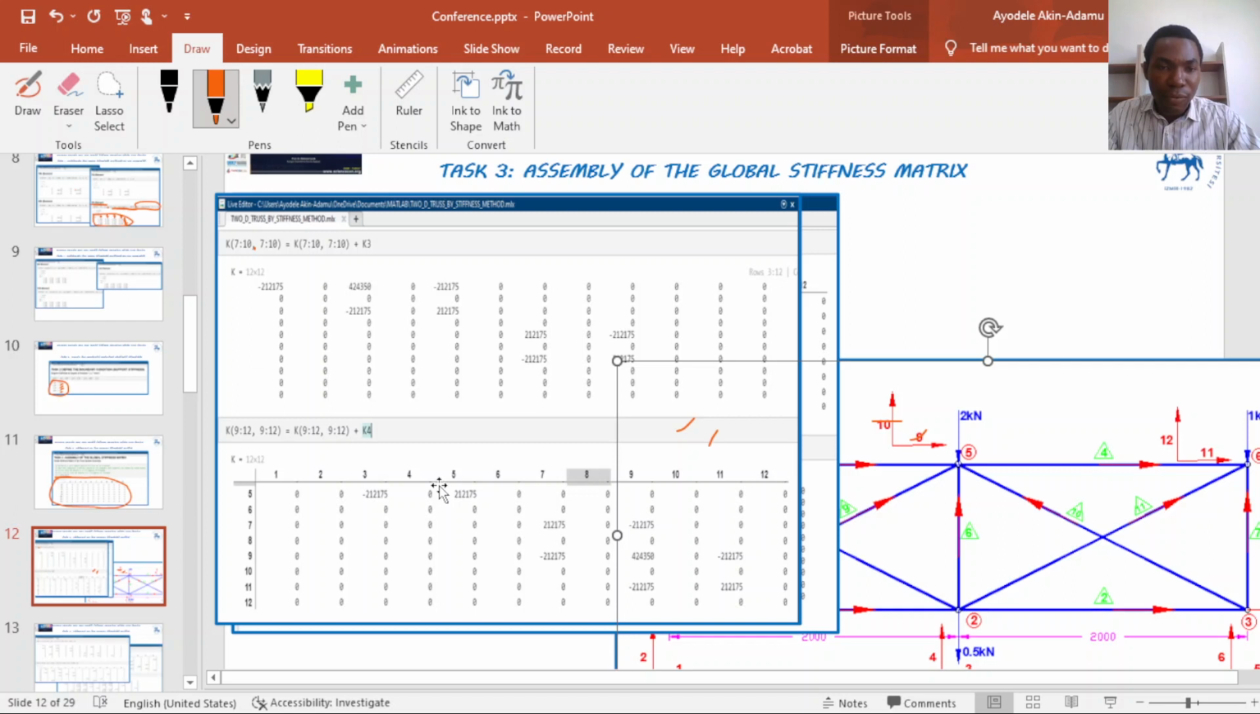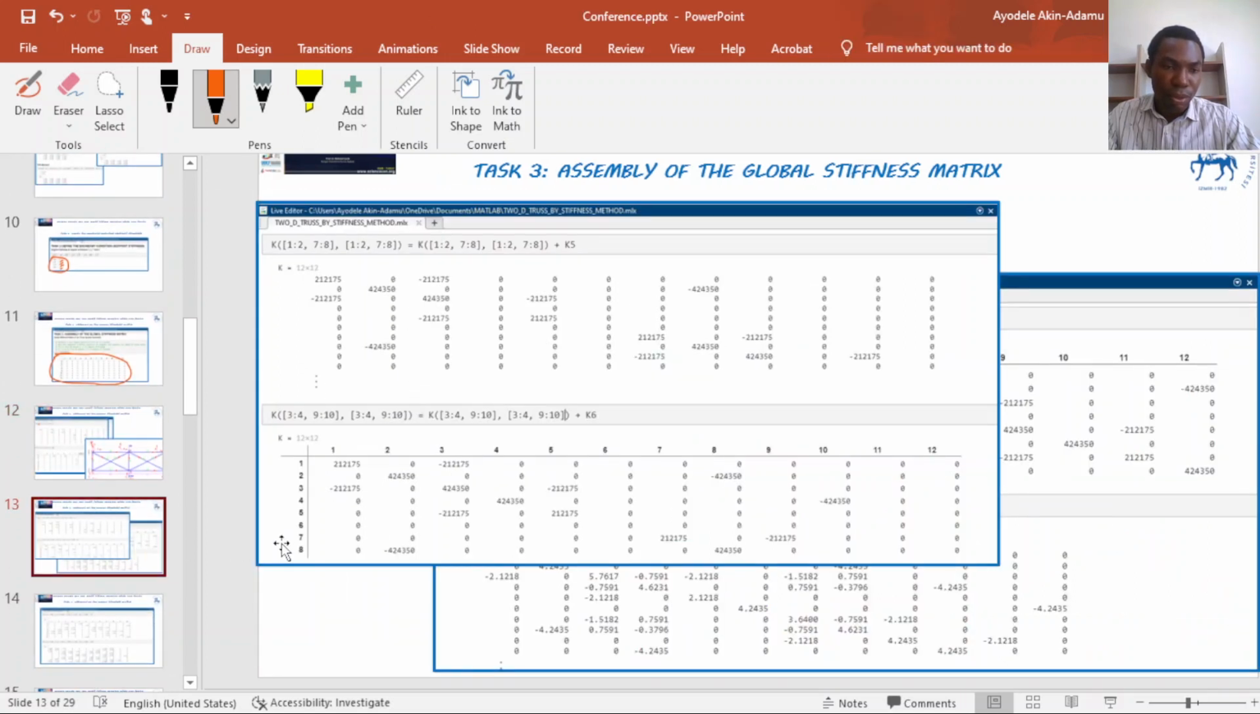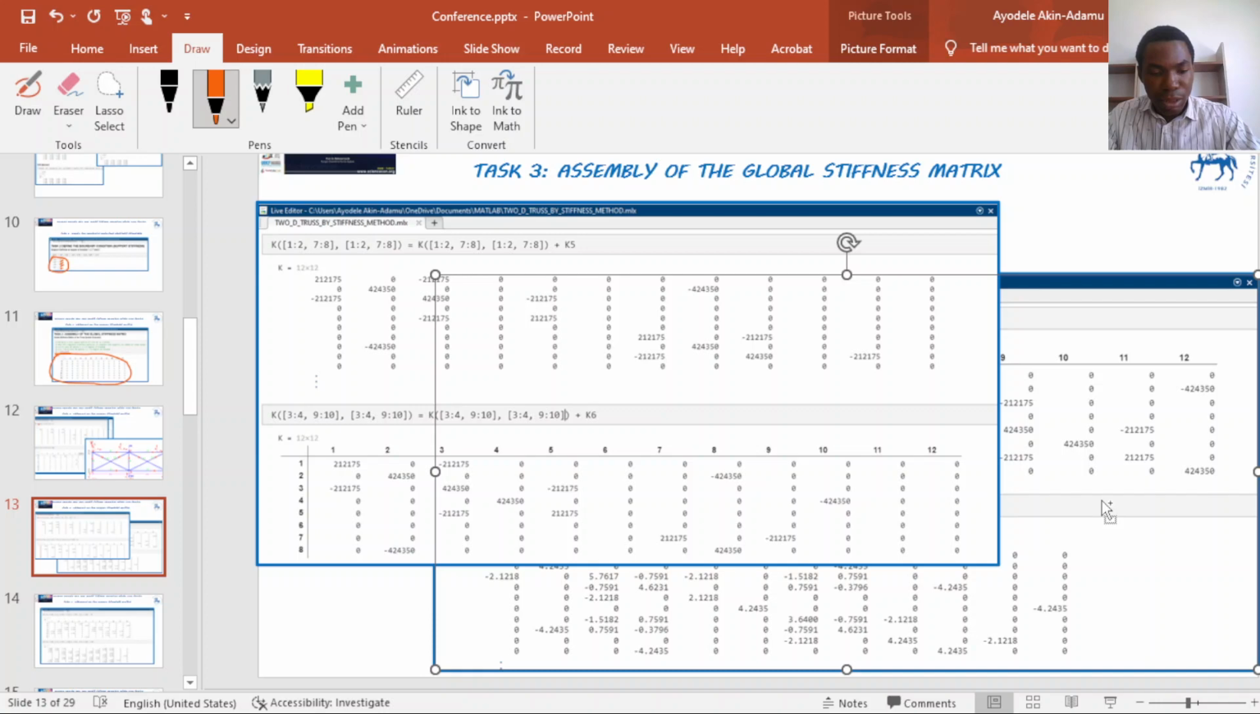Same thing for K4. We do the same. K4 is located between node 5 and node 6. The degrees of freedom are 9, 10, 11, 12. So that's why it is 9 to 12 for K4. Let me copy this image and take it to the next slide to make my explanation easier.